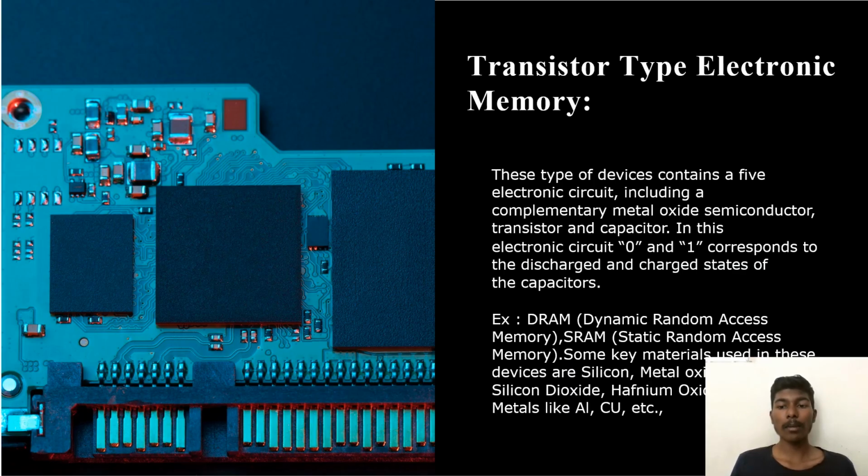First one, transistor type electronic memory. These types of devices contain an electronic circuit, including a complementary metal oxide semiconductor transistor and a capacitor. In this electronic circuit, 0 and 1 correspond to the discharged and charged states of the capacitor. Example: DRAM, dynamic random access memory, and SRAM, static random access memory. Some key materials used in these devices are silicon, metal oxides like silicon dioxide, and metals like aluminum and copper, etc.